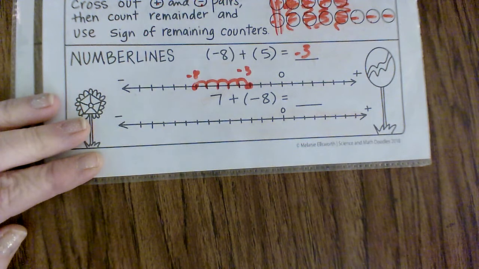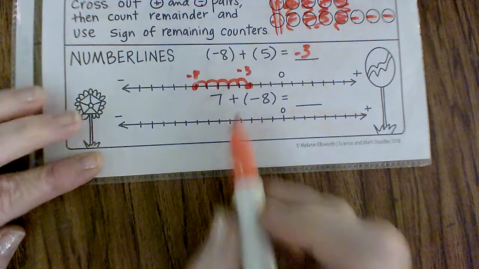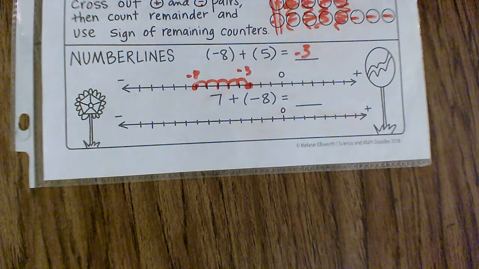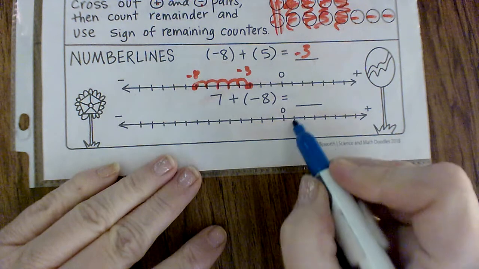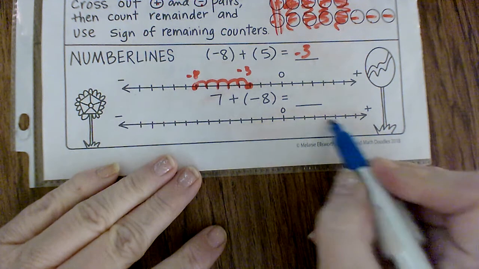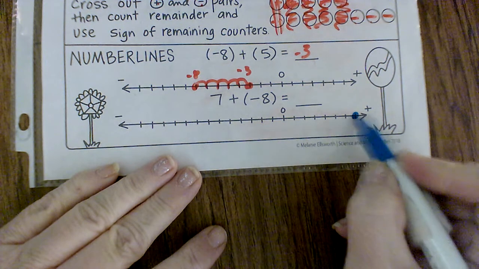And let's look at this one right here. 7 plus negative 8. So 7 plus negative 8 means we're going to start at the 7. 1, 2, 3, 4, 5, 6, 7. Right there is my 7.